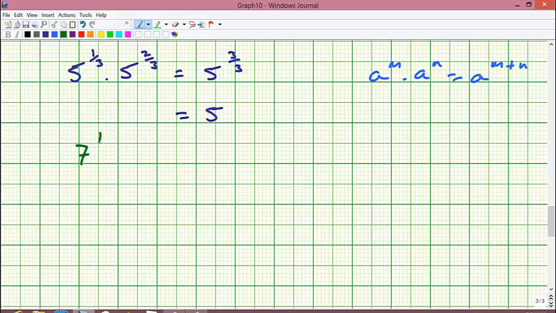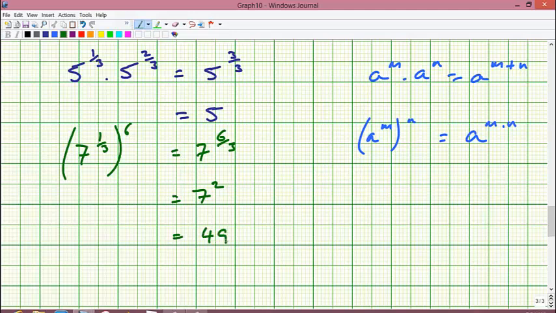7 to the power of 1/3 to the power of 6. Again, let's remind ourselves of our rule. So this is a to the power of m to the power of n equals a to the power of m times n. And let's see how this works here. 7 to the power of 1/3 times 6. So that's 7 to the power of 6 over 3, 7 squared. 7 squared, we know what that is. That is 49.